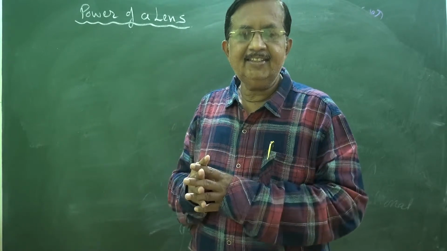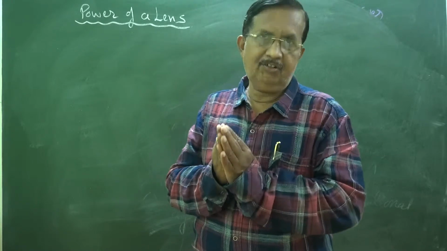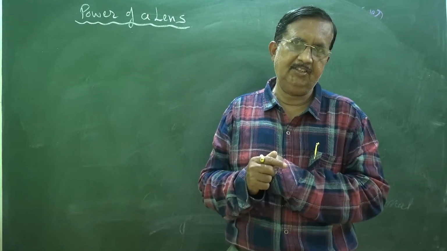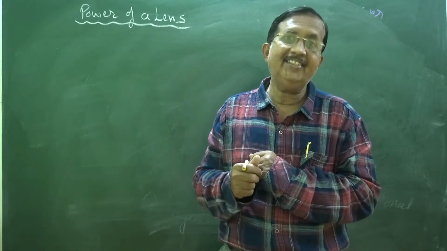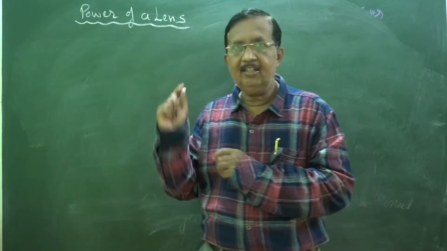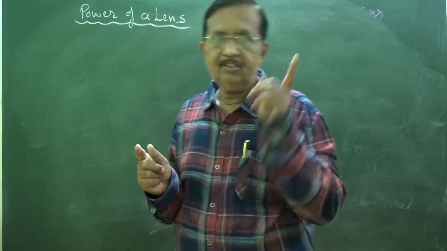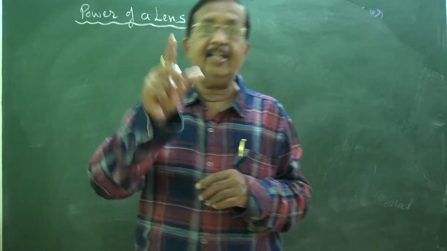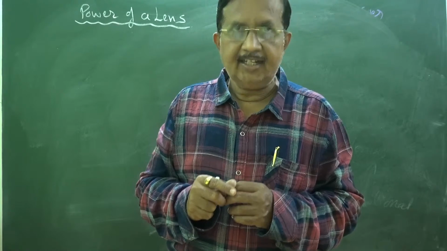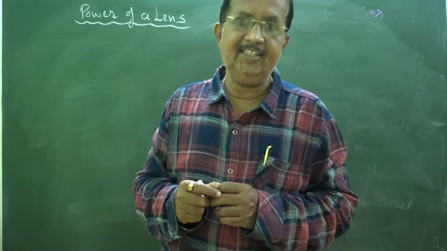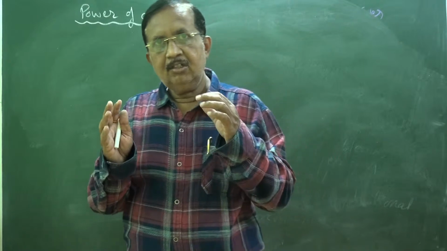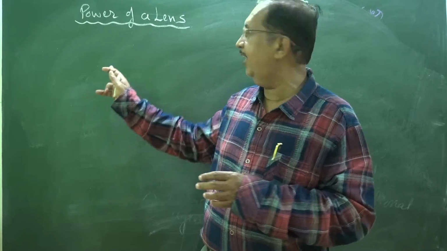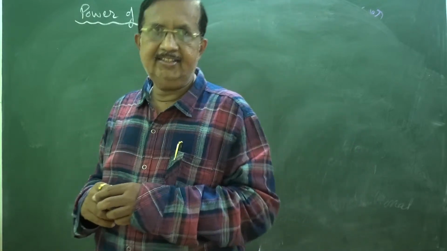The lenses which have shorter focal length, I mean the distance between optical center and principal focus, the light rays converge there after undergoing refraction in the case of convex lens. But in the case of concave lens, it appears to diverge. So the ability of that lens to converge or diverge the light rays is termed as power of a lens.